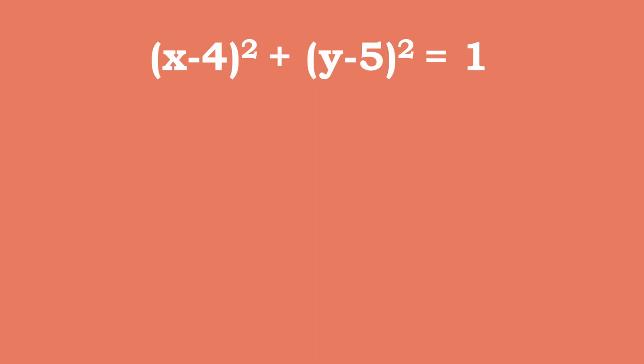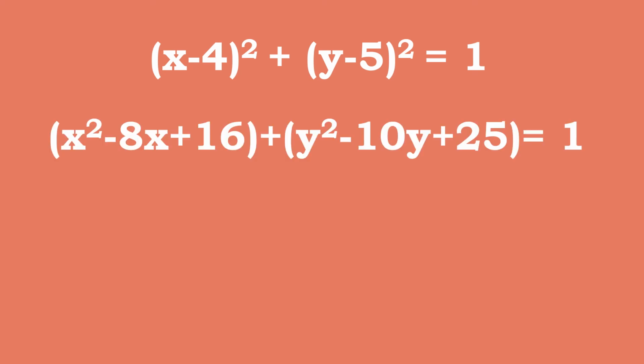Okay, let's check practice number 1. So you have (x - 4)^2 + (y - 5)^2 = 1. So ang sabi natin kanina, para maisulat to into general equation, you expand yung ating (x - 4)^2. And then expand din yung (y - 5)^2. So you'll get x^2 - 8x + 16 + y^2 - 10y + 25 is equal to 1.